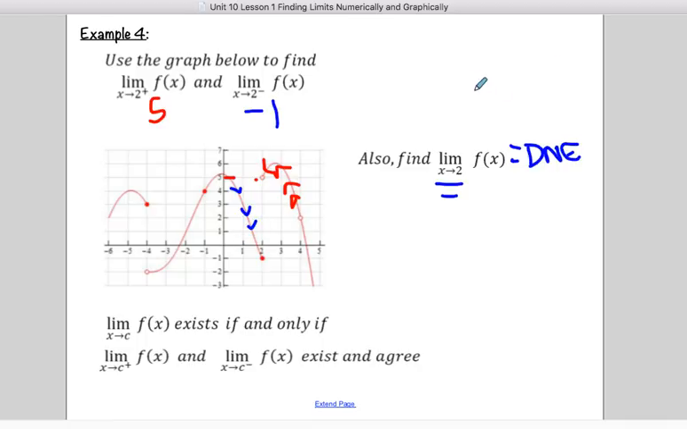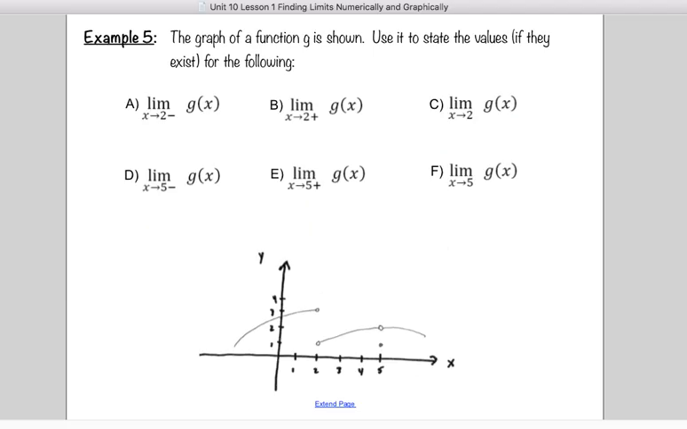So DNE is what we write, but that's the same as this. Does not, and you can write it out if you want, but I usually would just write DNE, does not exist. Okay. So here's another one. Let's give it a try.